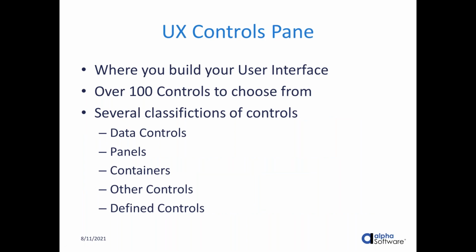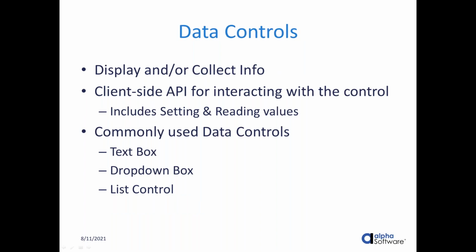The UX controls pane is where you're going to spend most of your time in the UX component. It's where you build your user interface. There are over 100 controls in there to choose from. I just noticed we've added a few more recently. Those controls are broken down into different types, and these terms are specific to Alpha Anywhere. You're not going to commonly see these in other tool sets, but the way we've divided them up is: data controls, panels, containers, a category called other controls, and defined controls.